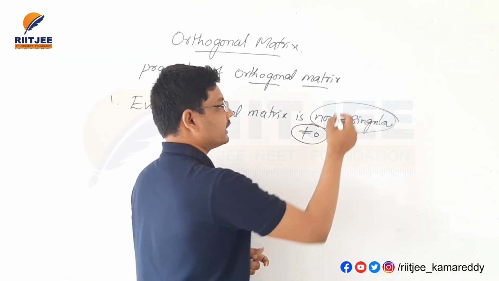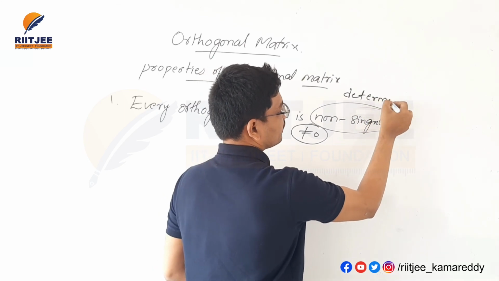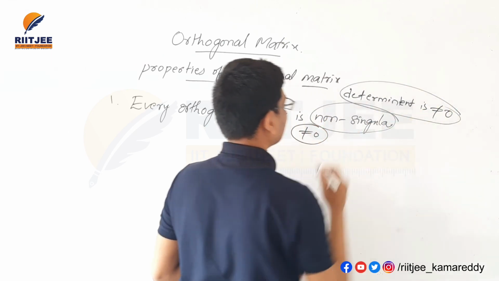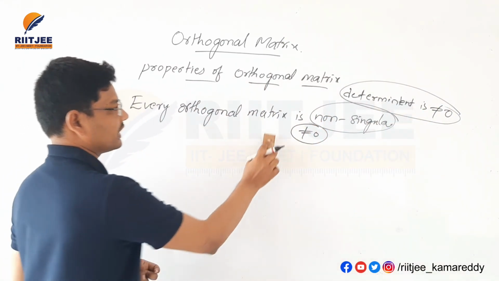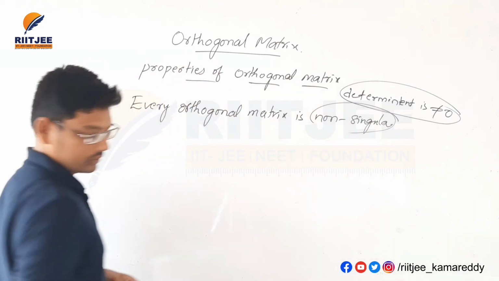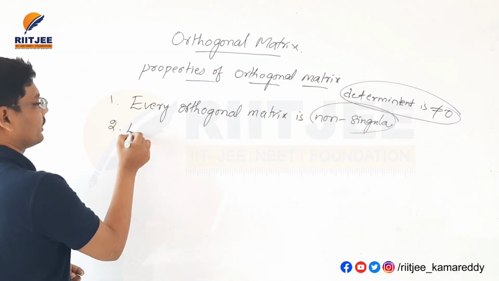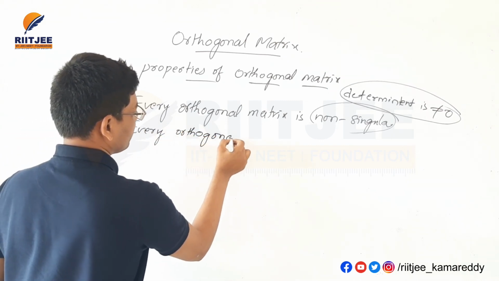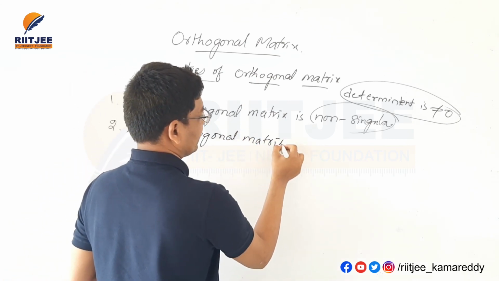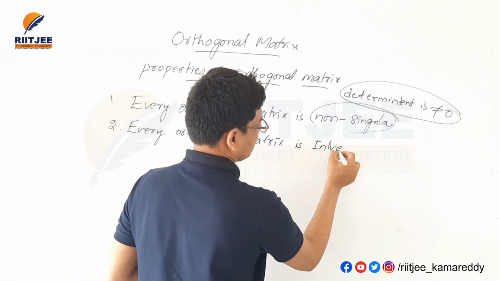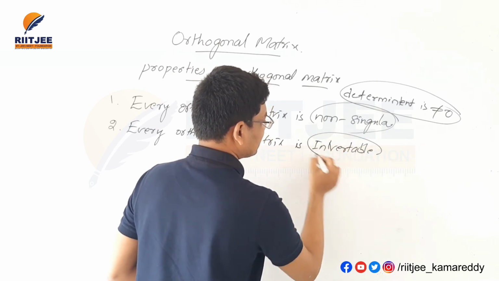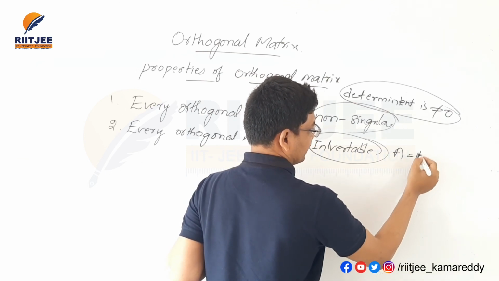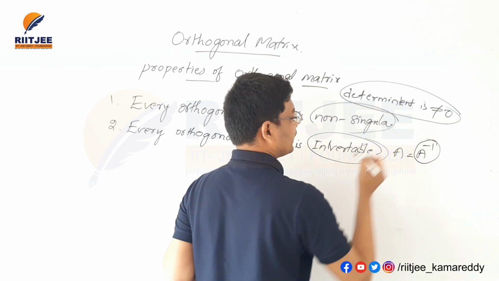Non-singular is nothing but determinant is not equal to 0, then only it is called non-singular. The determinant concept will be discussed later. Next, every orthogonal matrix is invertible. Invertible is nothing but the inverse exists. For example, if I take an orthogonal matrix A, A inverse exists.